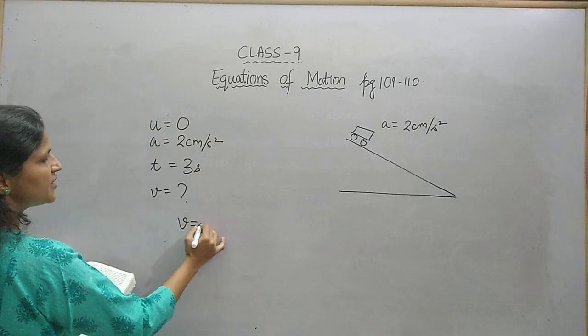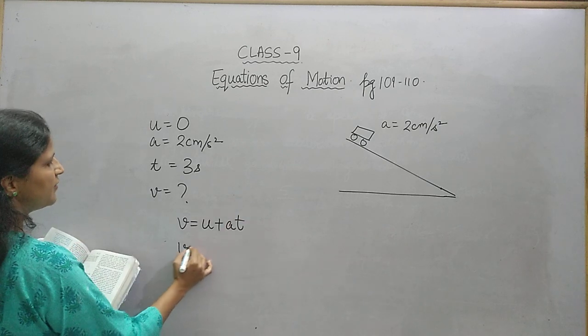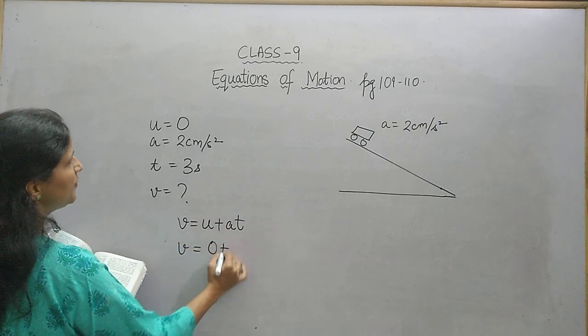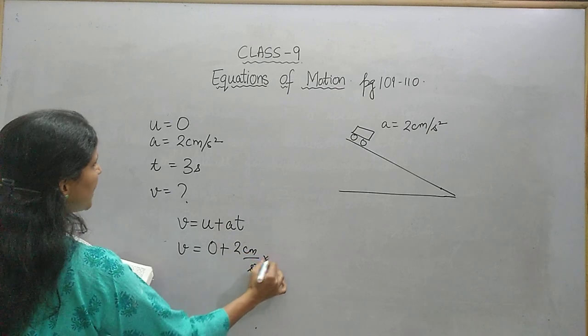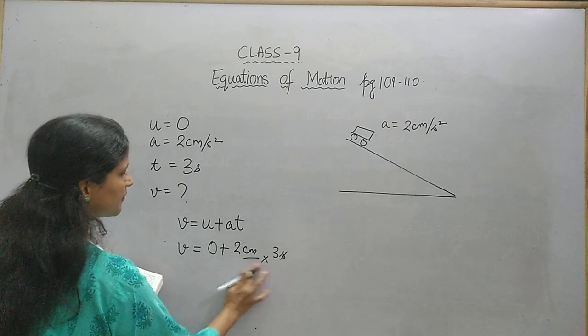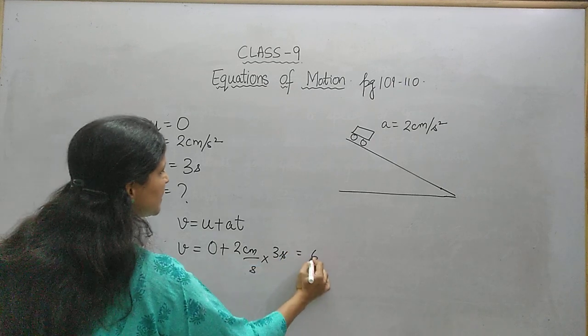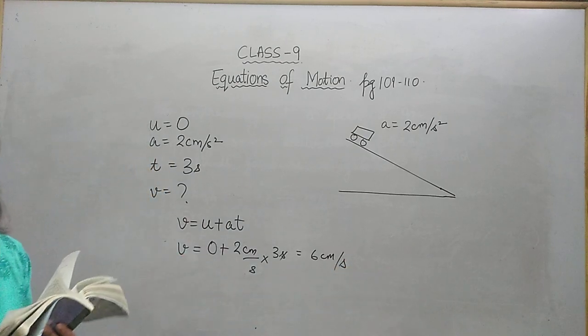So we can use the first equation of motion, v is equal to u plus at. V we have to find, u is 0, a is 2 centimeter per second square and time is 3 seconds. So the answer will be 6 centimeter per second. This will be the velocity.